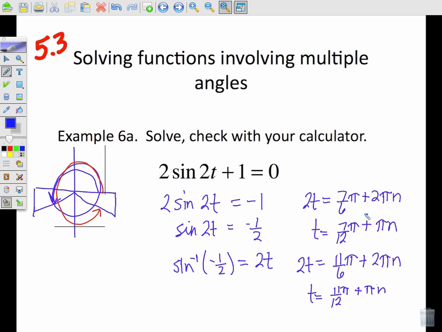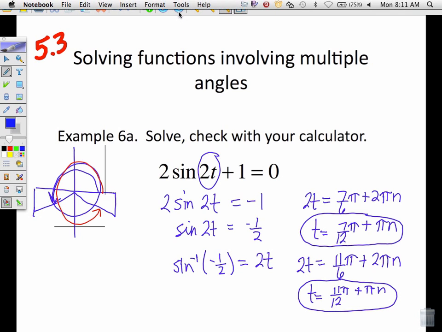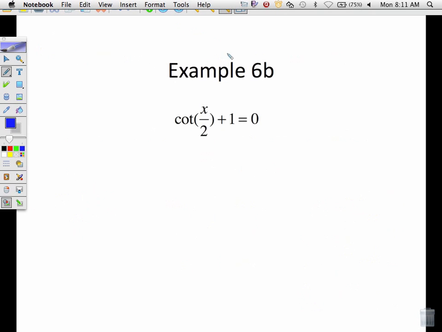All right, so my solutions there are t equals 7/12 pi plus pi n, and t equals 11/12 pi plus pi n. So anytime you have multiple angles, that's the route you're going to take. You set your multiple angle, that would be right here, equal to the solutions that you're getting, and you just have to solve.